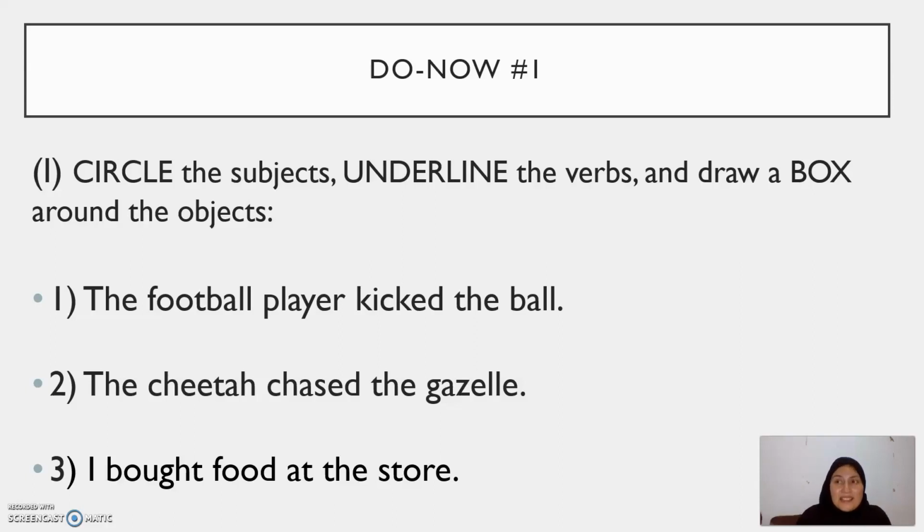Let's review number 1 together. The football player kicked the ball. Let's pick out the easy part first, the verb. Did you underline kicked? Excellent. Now ask yourself, who kicked? Was it the football player or the ball? Balls definitely can't kick, so the subject, or the doer of the verb, must be football player. That only leaves the object. So ask yourself, what did the football player kick? The ball. And there we are.